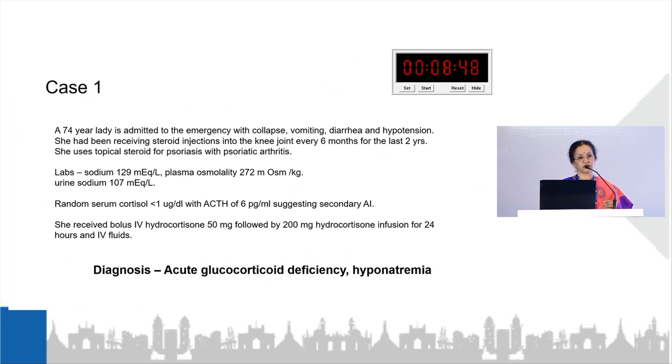We all know that cortisol regulates ADH secretion. So in the absence of cortisol, there is no inhibition of ADH secretion, and that leads to fluid retention. In primary adrenal insufficiency, remember it is an aldosterone deficiency that also contributes to hyponatremia.